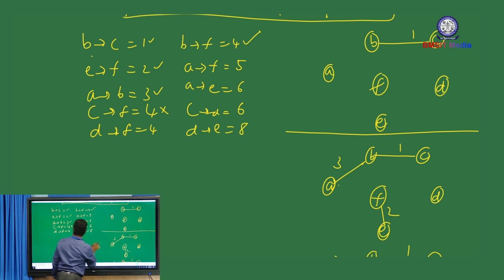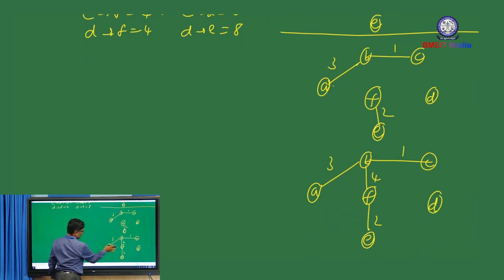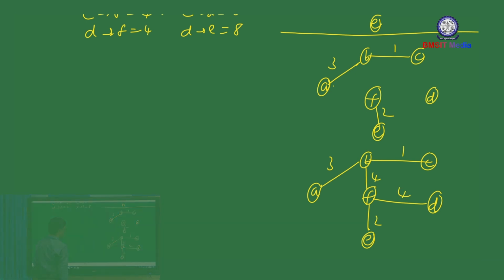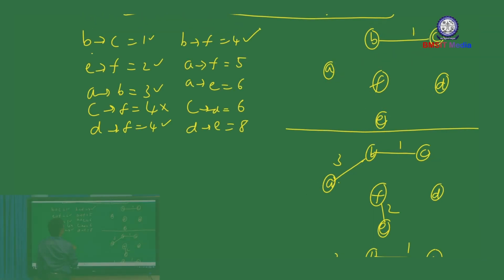Next, is D to F there? Now you see here in the diagram D to F, is it possible to draw? Yes, we can draw it here. D to F we can draw it now. So now what will happen? D to F is drawn.